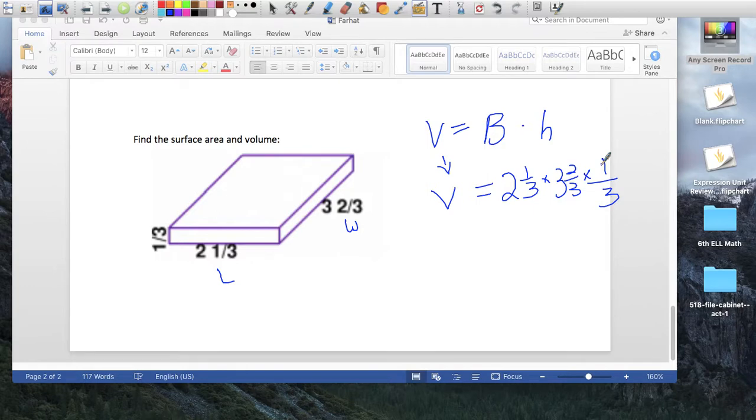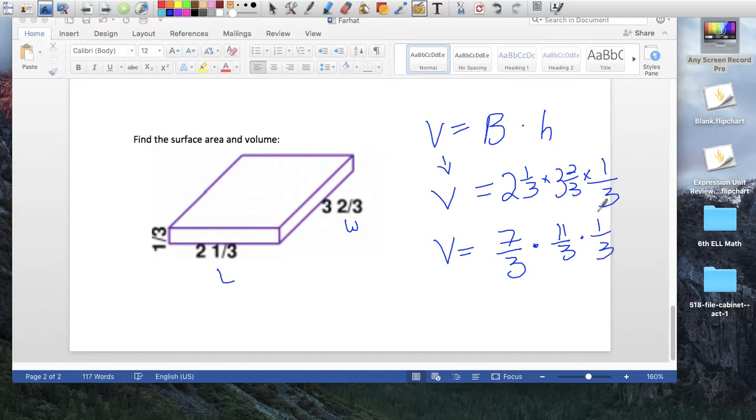We're going to run into a problem because I don't have a calculator that does fractions. So I'm going to do this the old-fashioned way, okay? Because I don't have a calculator that does fractions, you're going to have one. I'm going to change this to a mixed number. 3 times 2 is 6, plus 1 is 7, 7 over 3, times 3 times 3 is 9, plus 2 is 11, 11 over 3, times 1 over 3.